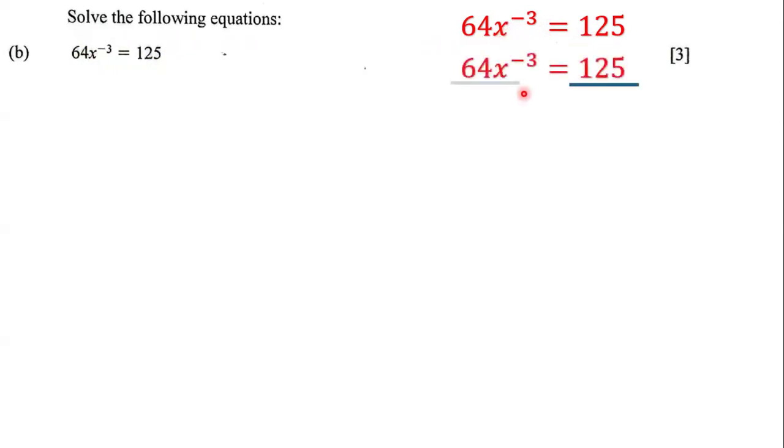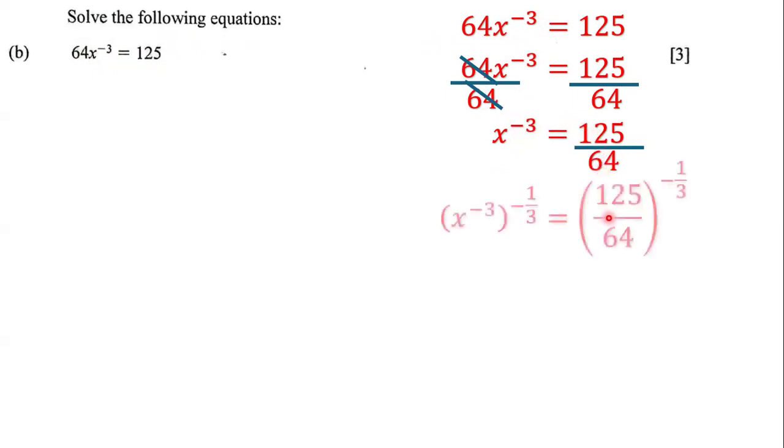First, we divide both sides of this equation by 64. And so we say 64 divided by 64. So we cancel out these two 64s. And we have that x to the power of -3 is equal to 125 divided by 64. And so what do we do?